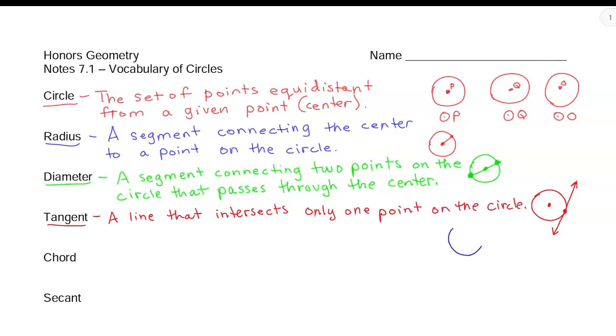A new word, perhaps, chord. A chord connects two points on the circle. So here is a chord, or here is a chord, or we already saw a chord in an earlier definition. This is also a chord. A diameter is a special kind of chord because it passes through the center of the circle.